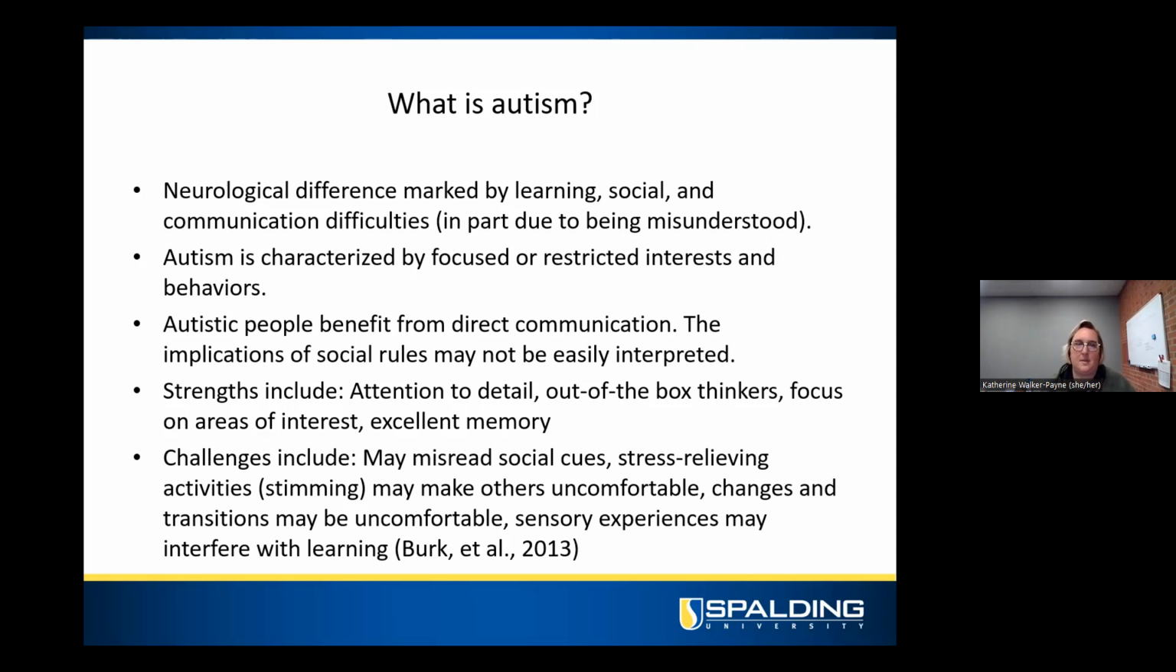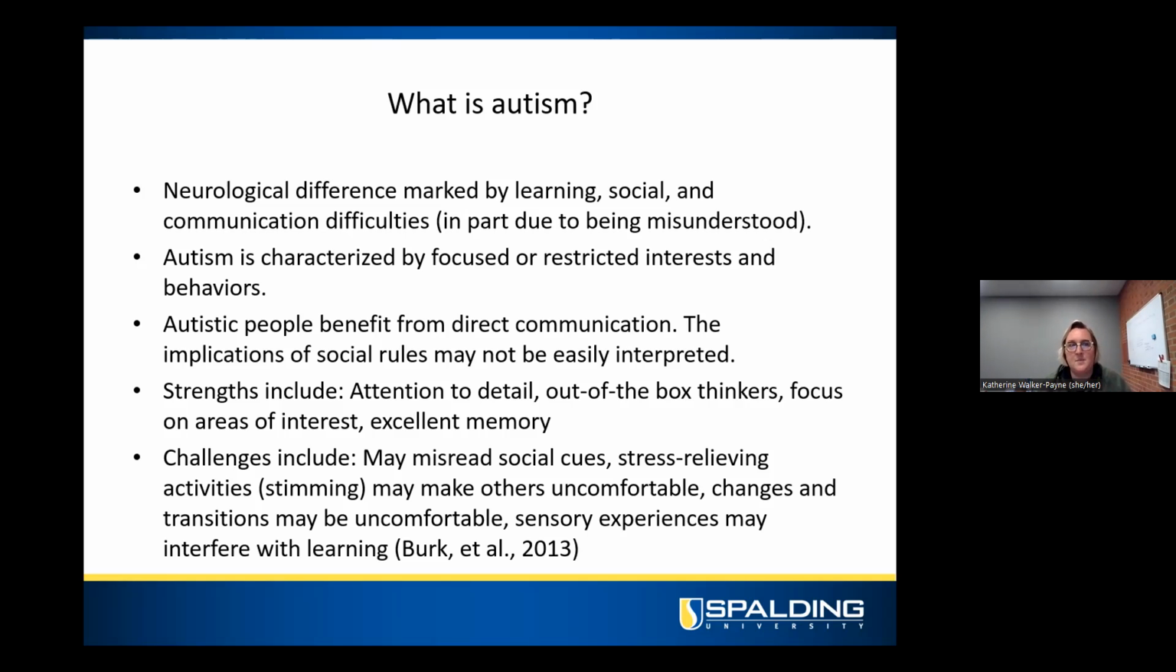But there are a lot of strengths that our autistic students have, oftentimes very attentive to detail, out-of-the-box thinkers. They may not necessarily see why things are done a certain way, which can really facilitate some creativity. Focus on areas of interest and good memory. But again, misreading social cues is something that I think a lot of our students here who are autistic struggle with. Some of the students who I work with pretty closely, they're not sure how to make friends, or they're not sure how to approach other students in social ways, and that can be a little bit of a challenge.